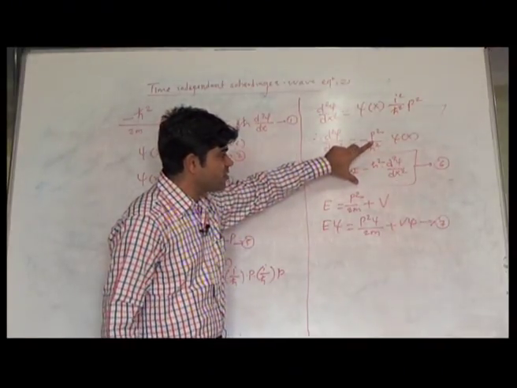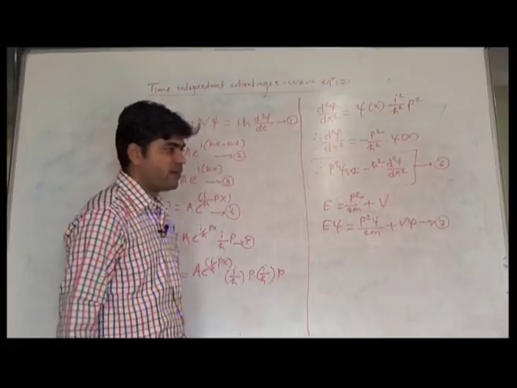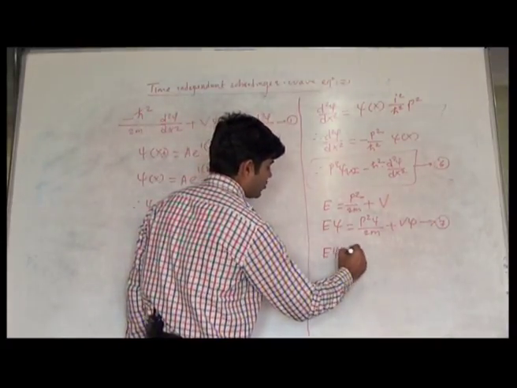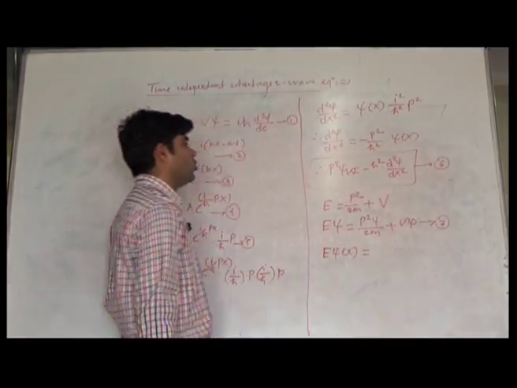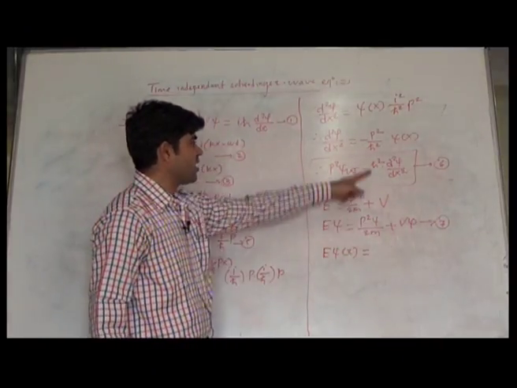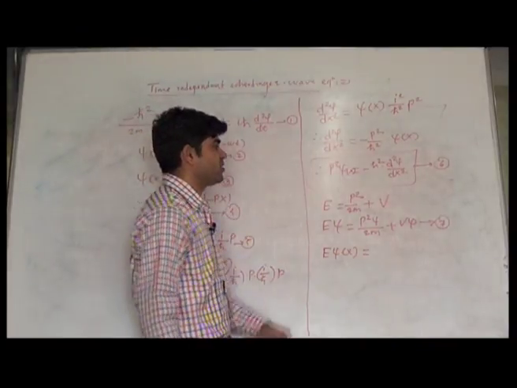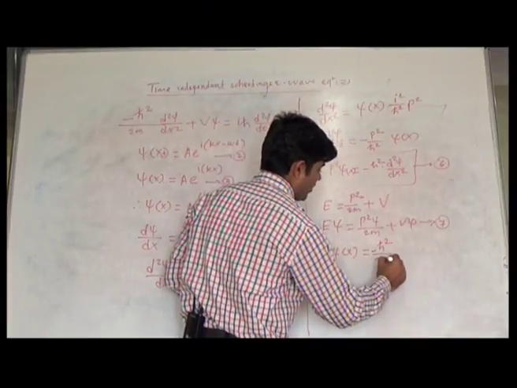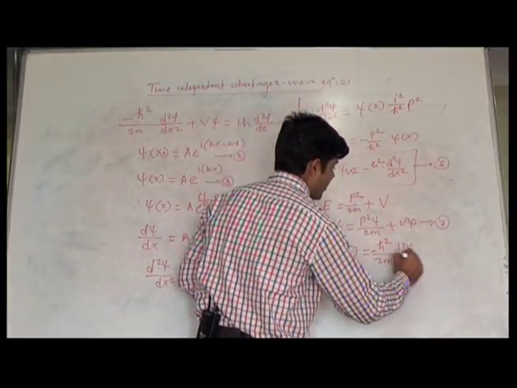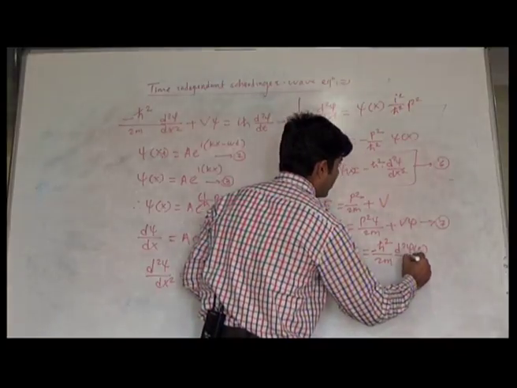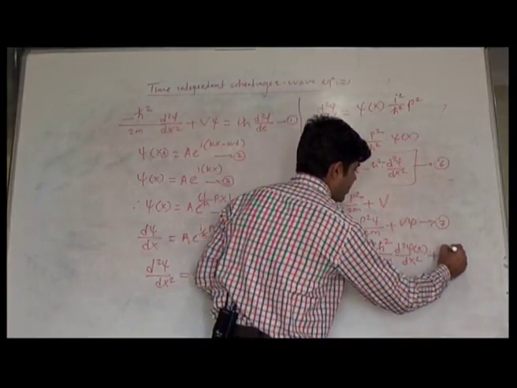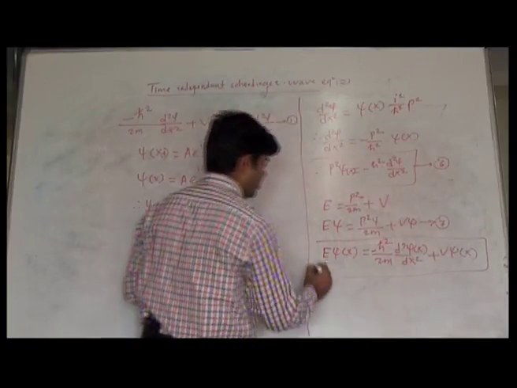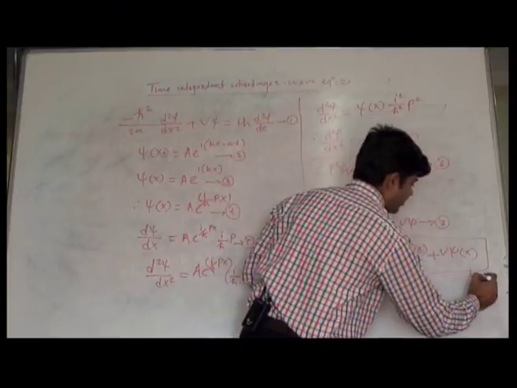Put this value from equation 6 in equation number 7. Then equation number 7 becomes E psi of x is equal to minus h cross square upon 2m, d square psi of x upon dx square, plus V of x psi of x. Observe this equation carefully. Equation number 8.